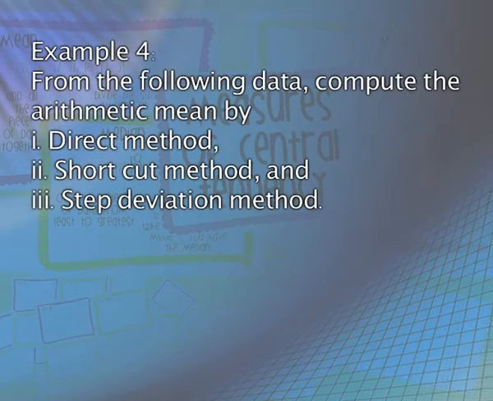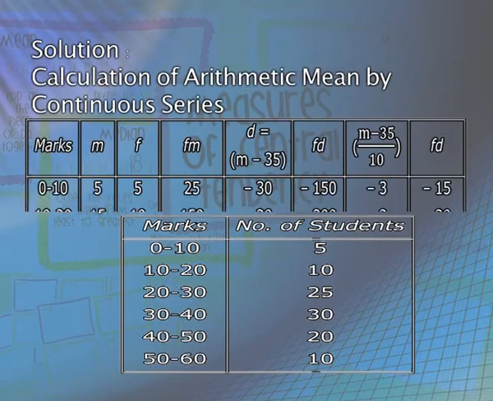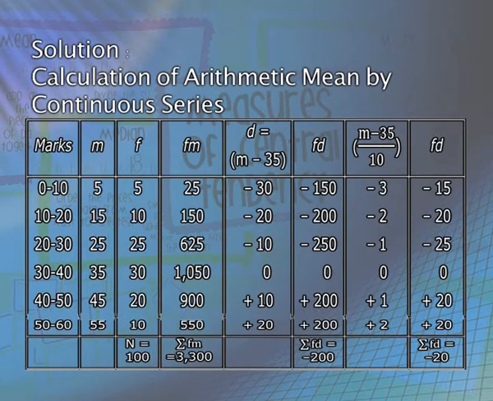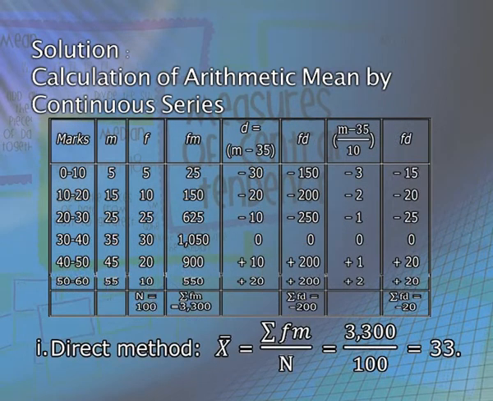Now let's come to example number 4. From the following data, compute the arithmetic mean by direct method, shortcut method and step deviation method. So we have to use all these methods and calculate the arithmetic mean. Let's see the solution. Calculation of the arithmetic mean by continuous series. The first one, direct method, we have the formula x bar is equal to sigma fm divided by n. We have calculated sigma fm, which is equal to 3300, and n is 100. So we have 3300 divided by 100, which will give you 33.